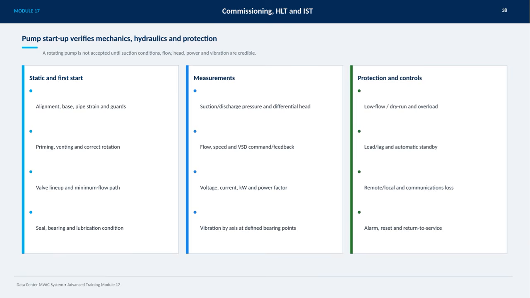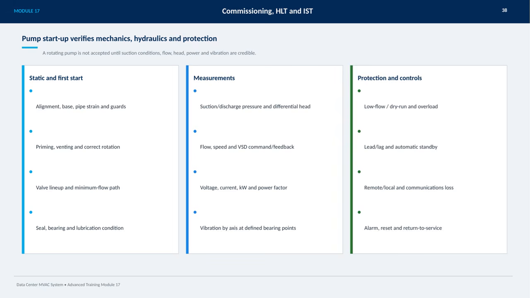We take detailed measurements including suction and discharge pressures, differential head, flow, speed, and variable speed drive commands and feedback. Electrical parameters like voltage, current, kilowatt usage, and power factor are carefully observed. Vibration monitoring is conducted at defined bearing points along each axis to detect any anomalies early. Protection systems such as low flow, dry run, and overload safeguards must be tested and confirmed operational.